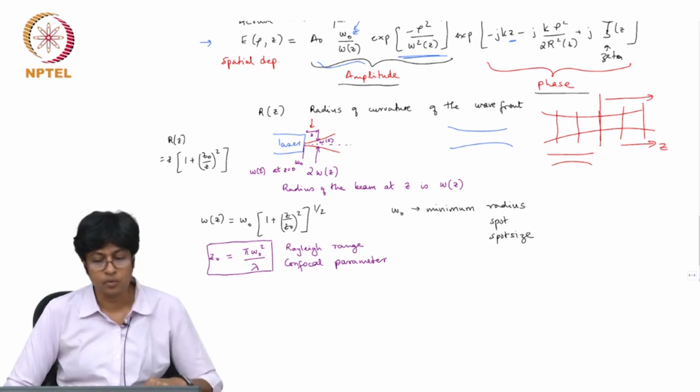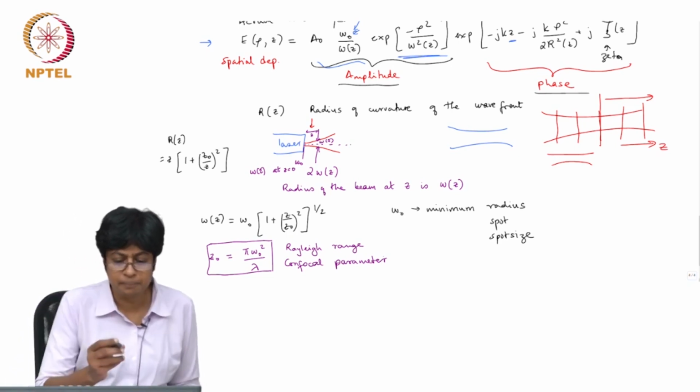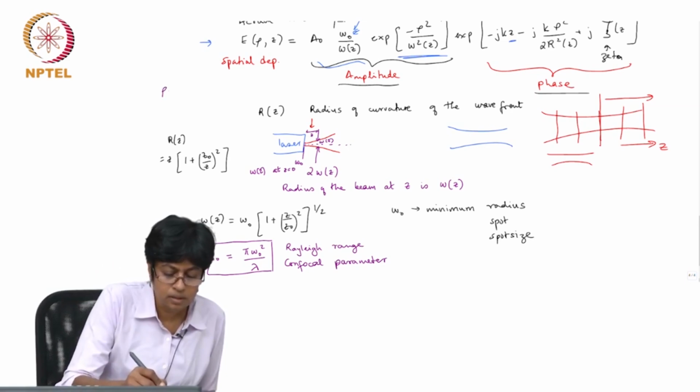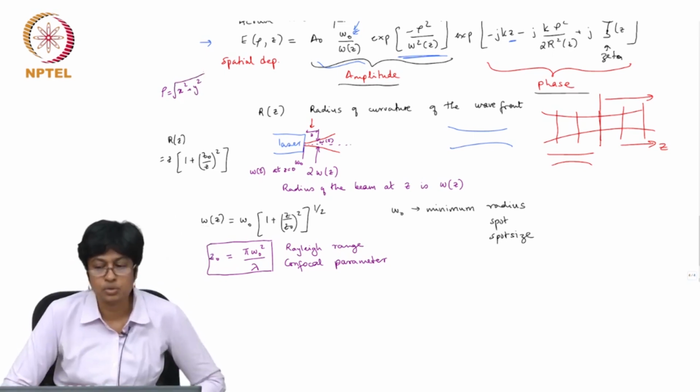Okay, so I think we have covered all the parameters in this expression. Remember, rho was the parameter just taking the transverse coordinates into account. Okay, and of course we'll come back to zeta as well.